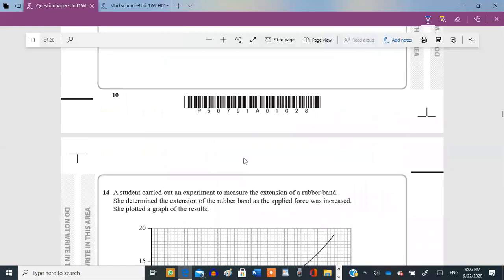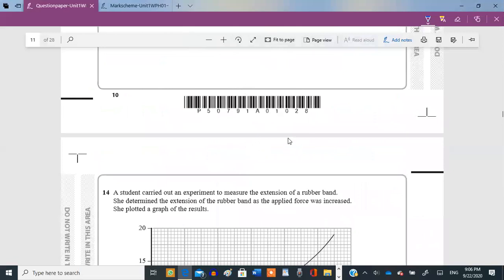Now moving on to question 14. A student carried out an experiment to measure the extension of a rubber band. She determined the extension of the rubber band as applied forces are increased. She plotted a graph of the results. Okay, this is the graph of the results. Determine the work done in stretching the rubber band.